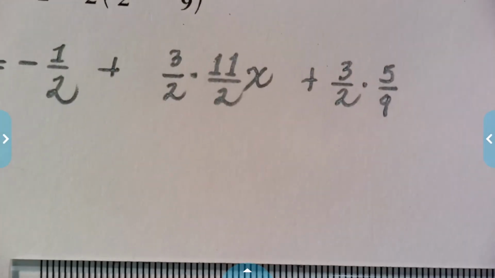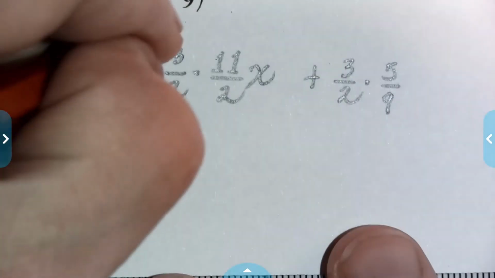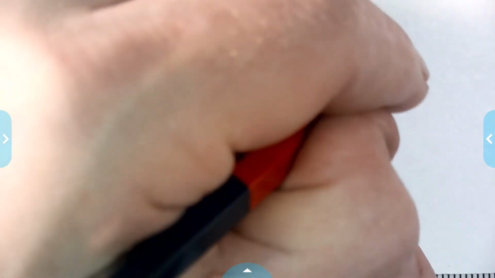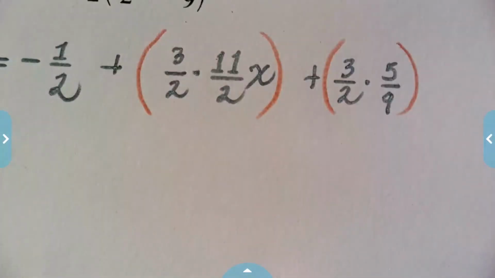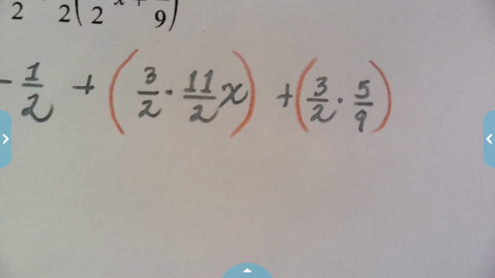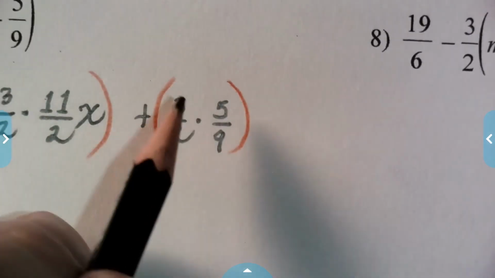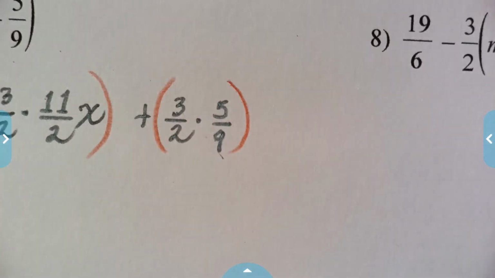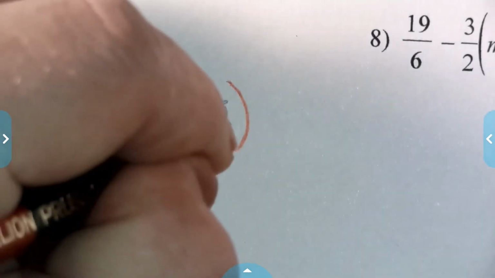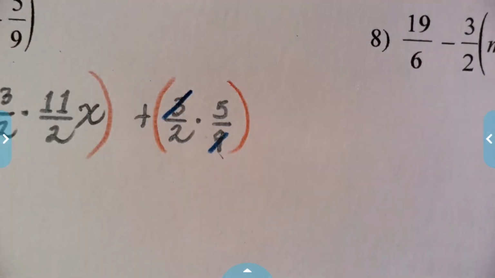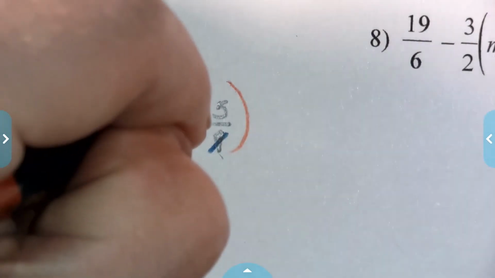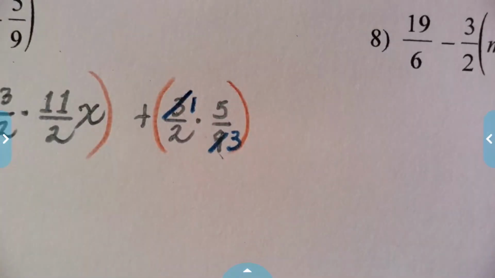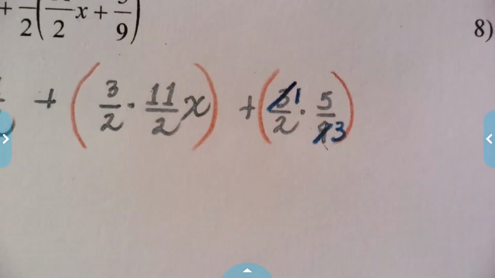Okay, so we need to group these. And I actually see a reduction that we can do. See right here, I've got my diagonals, 3 and 9. Well, I can cancel those and divide both by 3, leaving behind a 1 and a 3. Okay, just makes the multiplication a little easier.